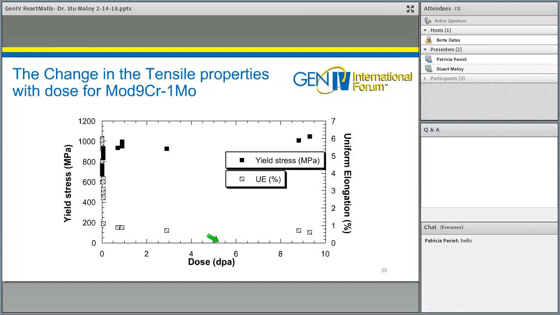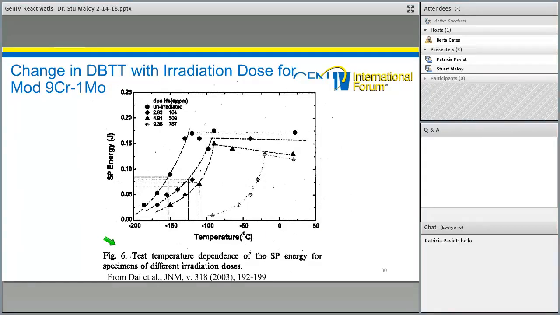And at the same time, uniform elongation is dropping off fairly quickly out to fairly high dose, out to 10 dPa. What goes along with that, in body-centered cubic alloys, is a ductile to brittle transition temperature, or DBTT. As you start to harden that material with low temperature radiation, it causes the ductile to brittle transition temperature to increase. In this case, it's going from about minus 150 out to, at 9.3 dPa, almost to room temperature.